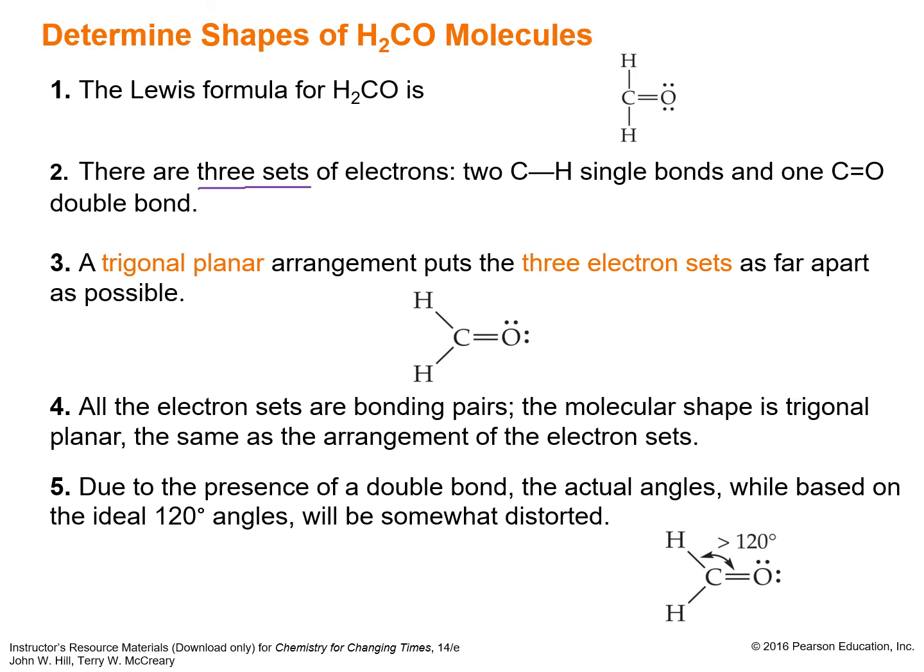Now, what did we learn about 3 sets? Whenever there are 3 sets of electrons, the geometry or the shape is trigonal planar. So we will put these hydrogens in a trigonal shape, and remember the bond angle is 120 degrees. So here is how the shape will look.